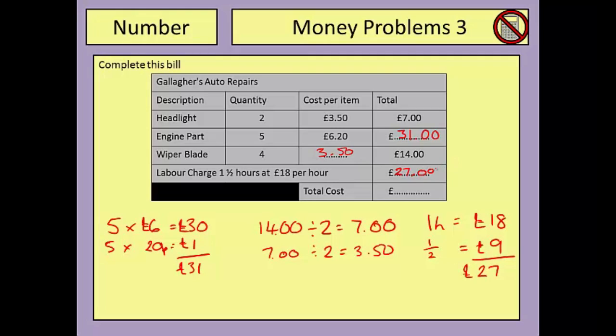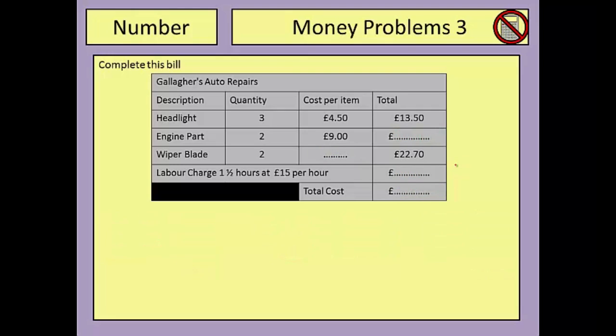Then the very last one is I need to work out a total cost, and to do this all I do is add up these 4 boxes, and that comes to a total of £79. Here's a question for you to have a go at yourself. Structurally, it's exactly the same as the one before it. Just have a go, pause the video, hit play when you're ready for some answers.